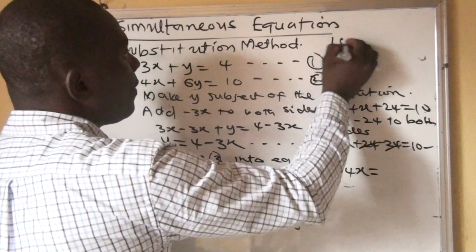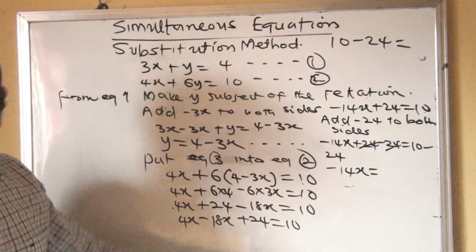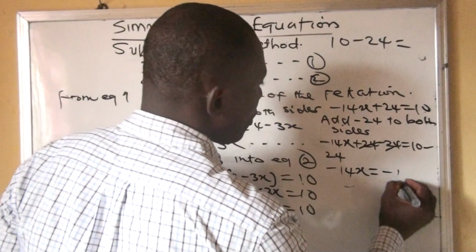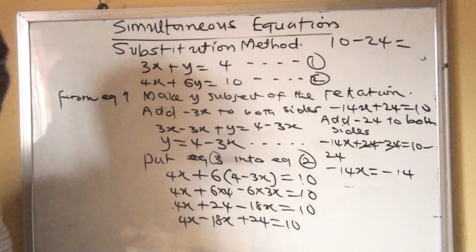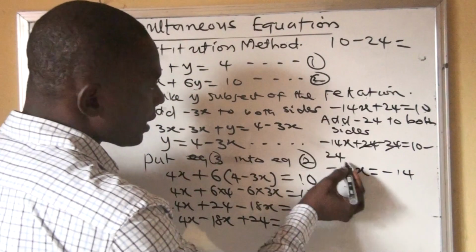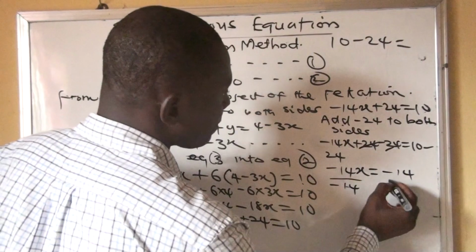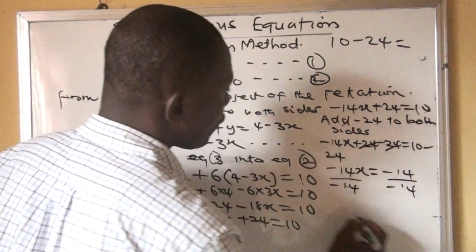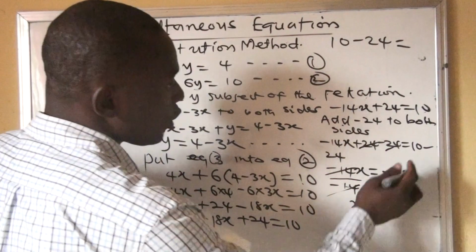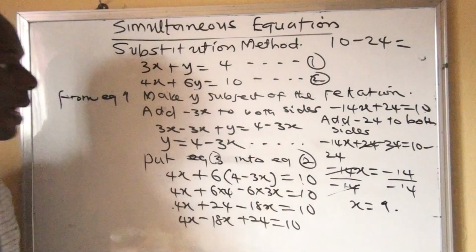10 minus 24 is going to give us a negative answer. So 10 minus 24 is going to give us minus 14. Okay, the next step: what is the coefficient of x here? It is minus 14. So we divide both sides by minus 14. Minus 14 divided by minus 14 will give us plus 1. So our x is 1.